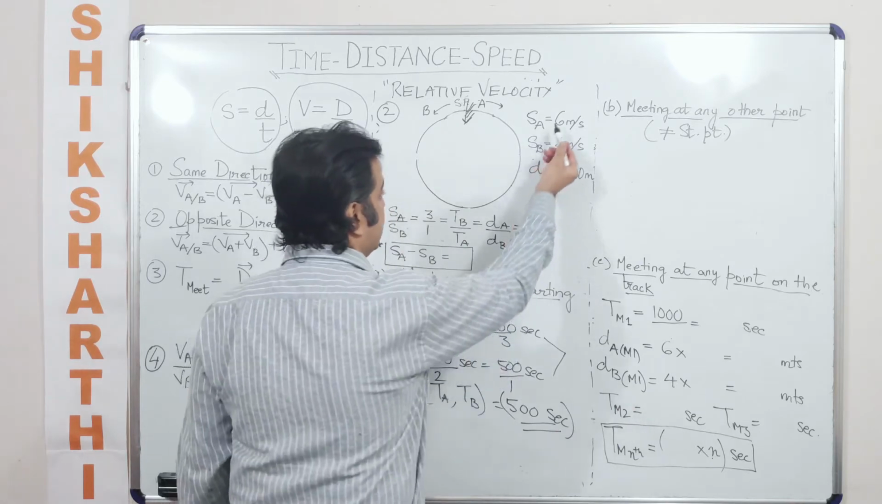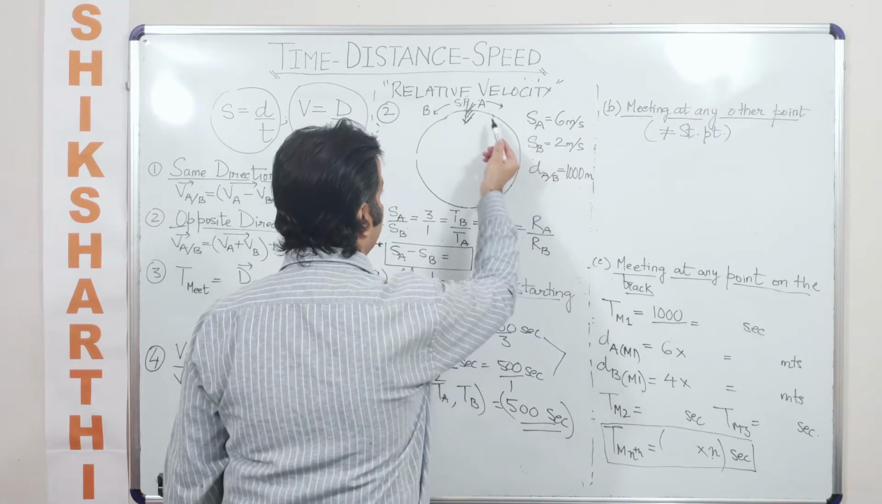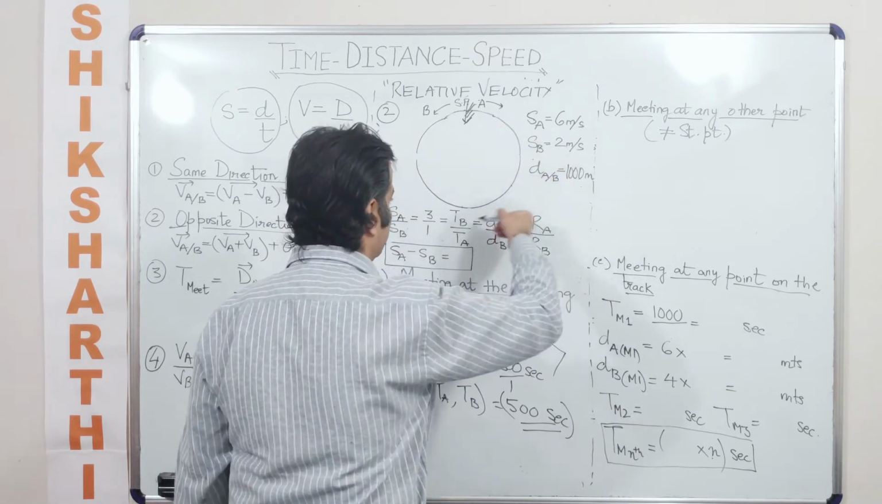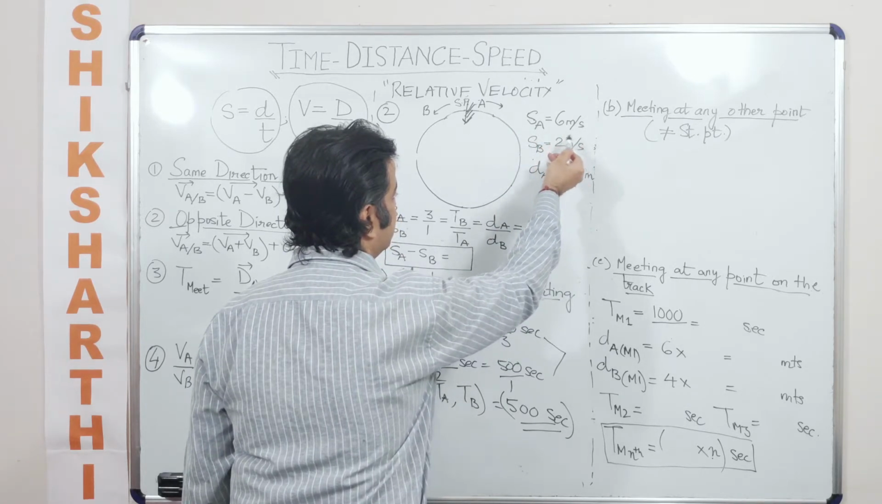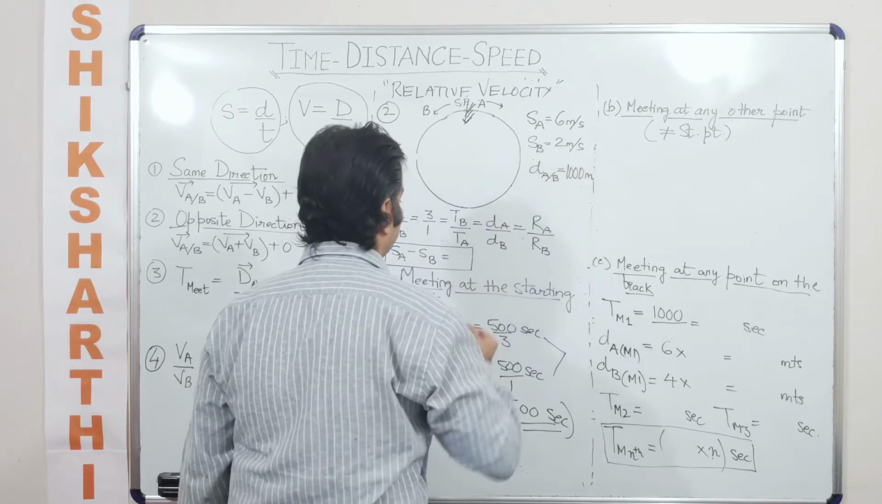Now we are borrowing the same set of values. The same set of values here is the length of the circular track, so we are talking about the circumference, which is 1000 meters. The speed of A is 6 meters per second. Speed of B is 2 meters per second.